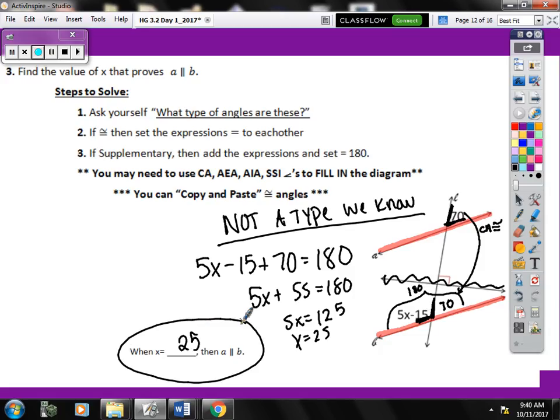So again, sometimes you're going to have to move one of the angles you know to its congruent location, and then that will help you to find your final answer. That's why I say copy and paste. It's like you're taking your mouse and highlighting that, pasting it down to where it's congruent. Again, you also could have put 70 down here, and you would have seen that these were supplementary, or you could have moved the 5x minus 15 up here, corresponding. There's lots of ways to do it.